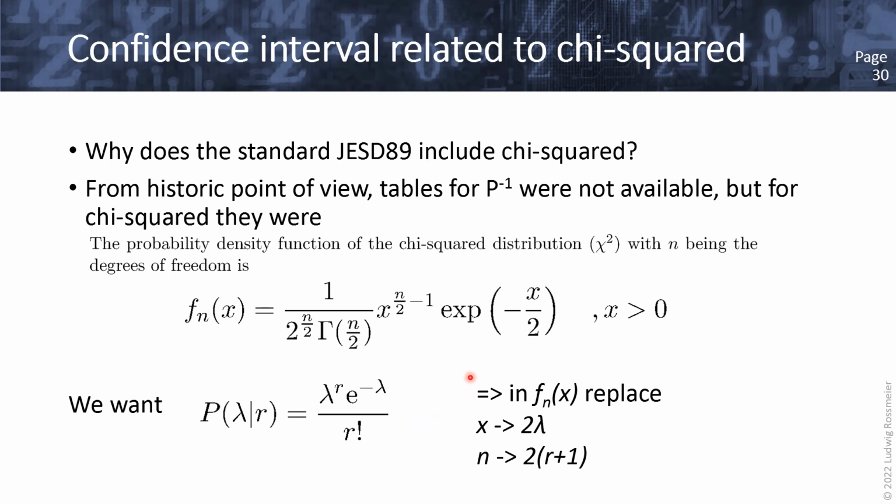So I did a trial, and in that f_n of x, I replaced x going to 2 lambda, such that the exponential function here is identical, and I replaced n by 2 times r plus 1, such that here it looks similar. So in the next slide we do the calculation more in detail.